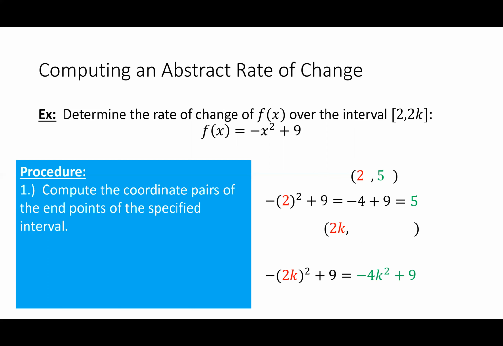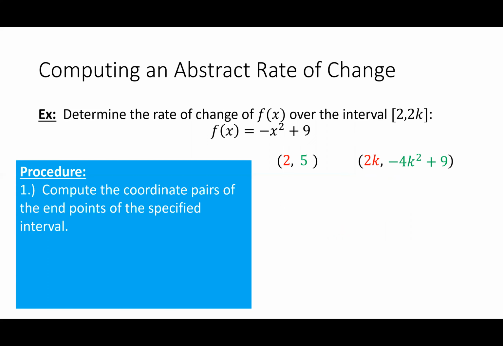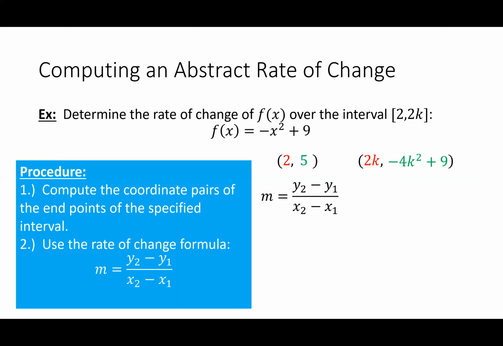And for most folks, when they're looking at this, they're going to think, well, I'm not done yet. I mean, there's obviously more I have to do. Nope. We plug in 2k, that's what comes out. That's our output value. And now I'm going to do the same thing that I did before. I'm going to use the rate of change formula, y2 minus y1 over x2 minus x1. And so I get -4k squared plus 9 minus 5 over 2k minus 2.